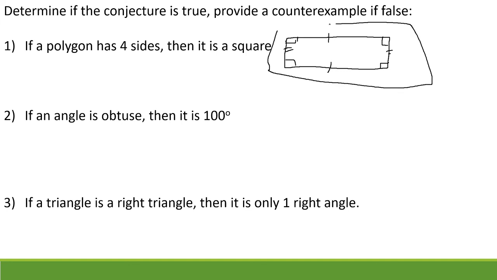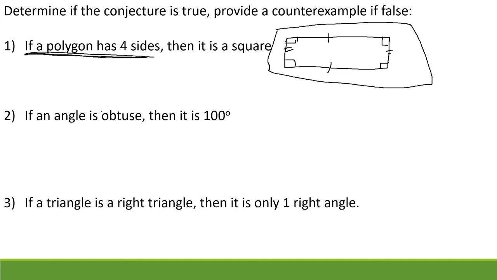This is a polygon, so it fits the description of the if. If it's a polygon that has 4 sides, that's this. Then it is a square. No, it's not. Therefore, this counterexample disproves that conjecture. So you're looking for a case where the if part is true and the then part is false. So if you want to make a counterexample, you want the if part to be true and the then part to be false in your example.